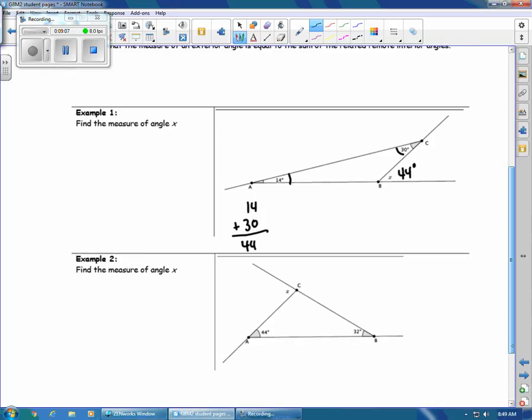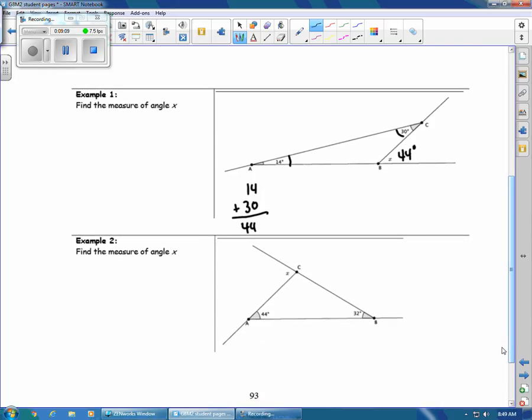Example 2, same thing. They're asking me to find that exterior angle. So I can add together, I'm sorry, I keep saying remote exterior. That's not what I'm looking for. I'm looking for the exterior angle. So I'm going to use the two remote interior angles, add them together, and that'll give me my exterior angle. So go ahead and pause the video and see if you can add those together for me.